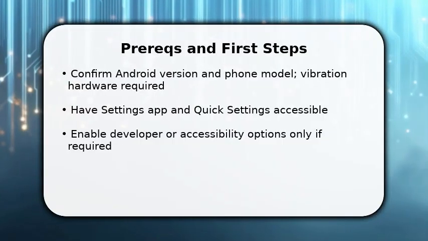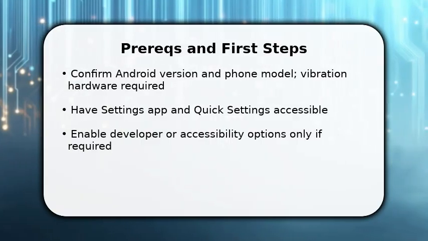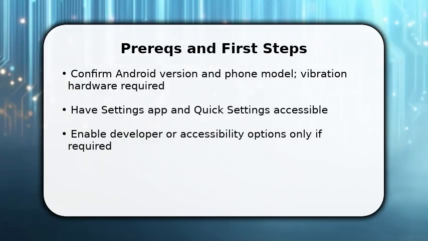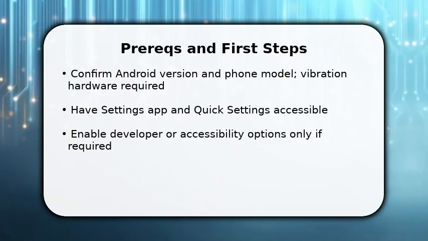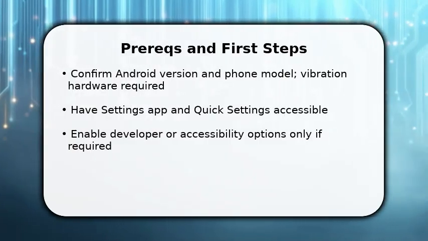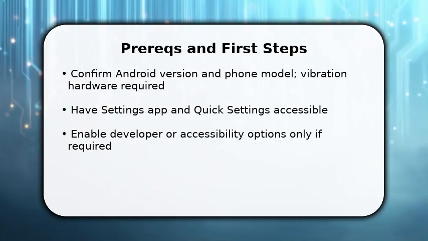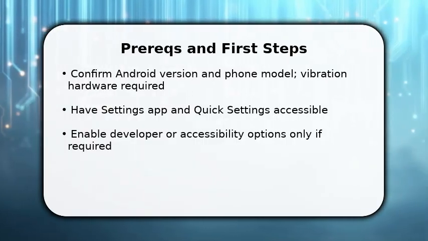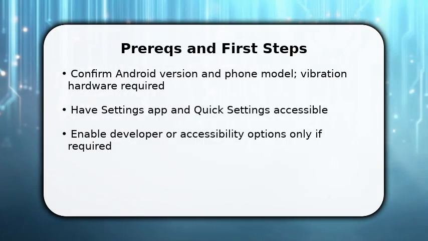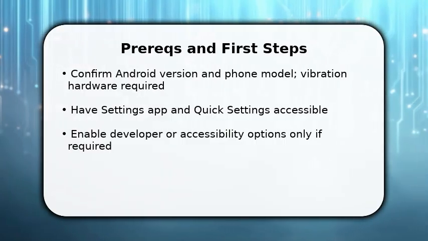You'll start by confirming prerequisites. Your Android device must have vibration hardware, and you should know your Android version. Once done, open Settings immediately and go to Sound and Vibration. This is where System Touch Feedback lives. If you don't see options, make sure Quick Settings or Search are available.